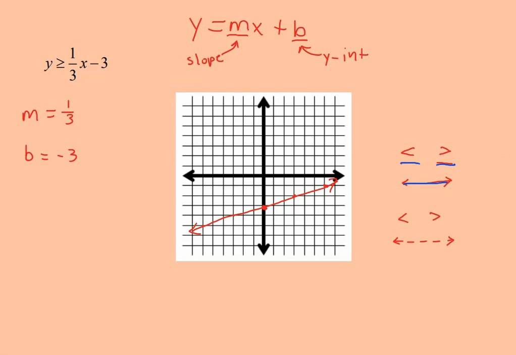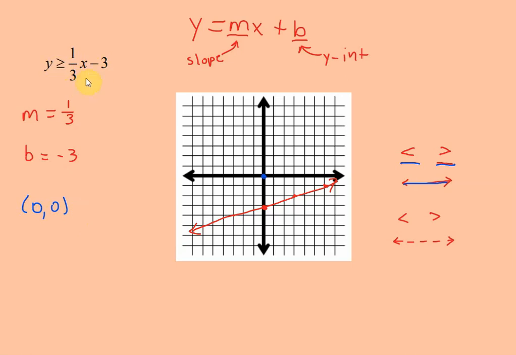The easiest test point to pick is 0, 0. The only time we can't pick 0, 0 is if our line is crossing through that point. This line is not crossing through 0, 0, so I'm going to use 0, 0 as my test point. That means that I'm testing the point 0, 0. So my x is 0 and my y is 0.